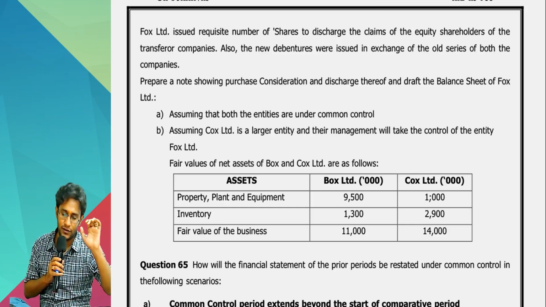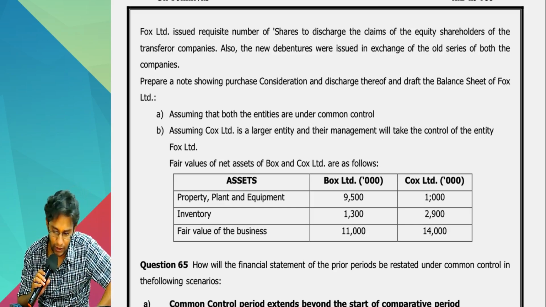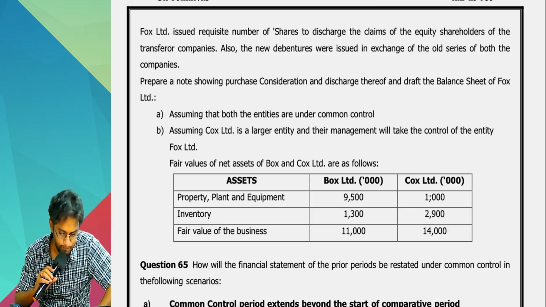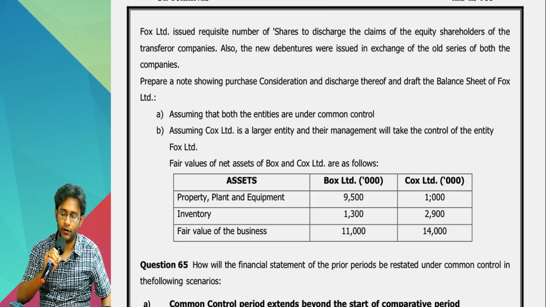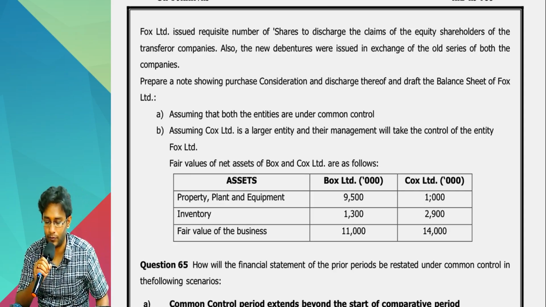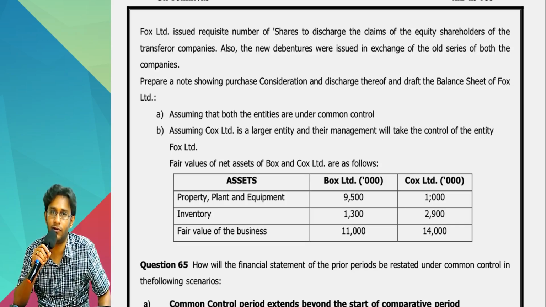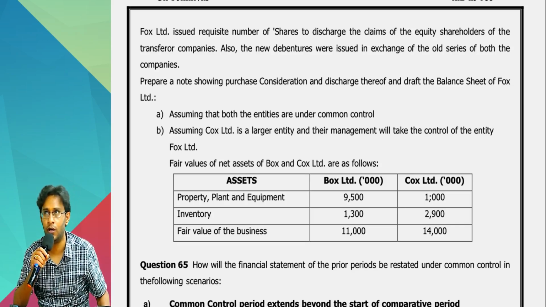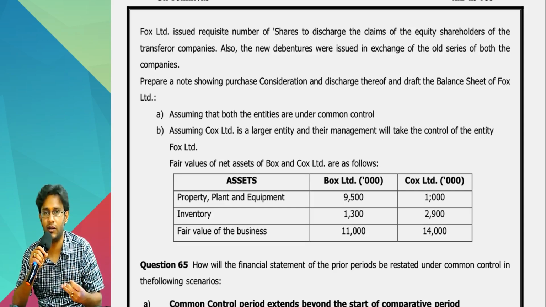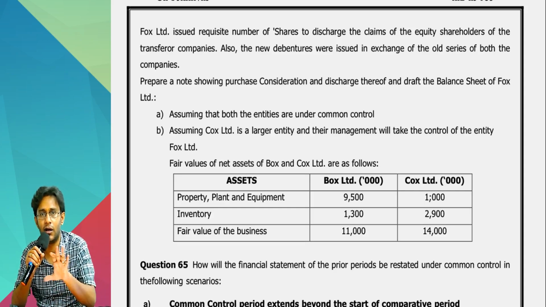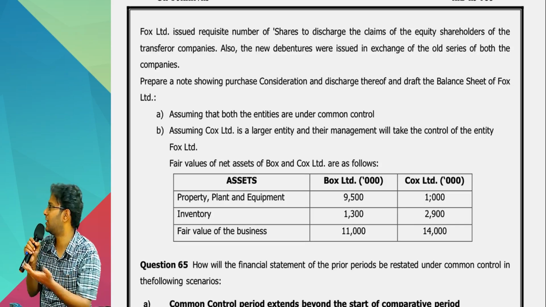Fair value of net assets of Box and Cox are as follows. PPE fair values are given. Inventory fair value is given. Fair value of the entire business is also given. Look at the last line, fair value of the business. Whose business has got higher value? Cox. So when two entities merge, one with large value, one with small value, by default it comes to our mind that the large company will definitely control the small company. So that's what they told directly.